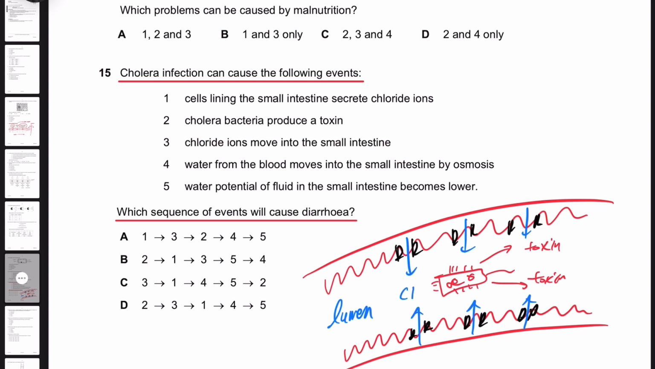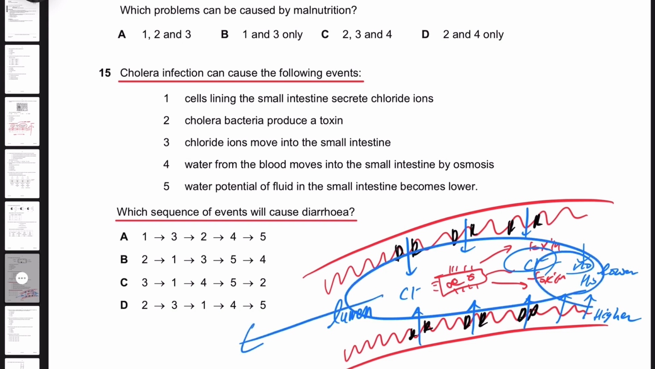So when chloride ions go into the lumen, now the water potential becomes decreased because there are a lot of salts, a lot of chloride ions. So the water potential becomes decreased, and then it causes the water molecules inside the small intestine to go into the lumen by osmosis, because relatively it has higher water potential than the lumen. So now there's full of water molecules as well as chloride ions, and these all get out of the body through the rectum, and that's called diarrhea.